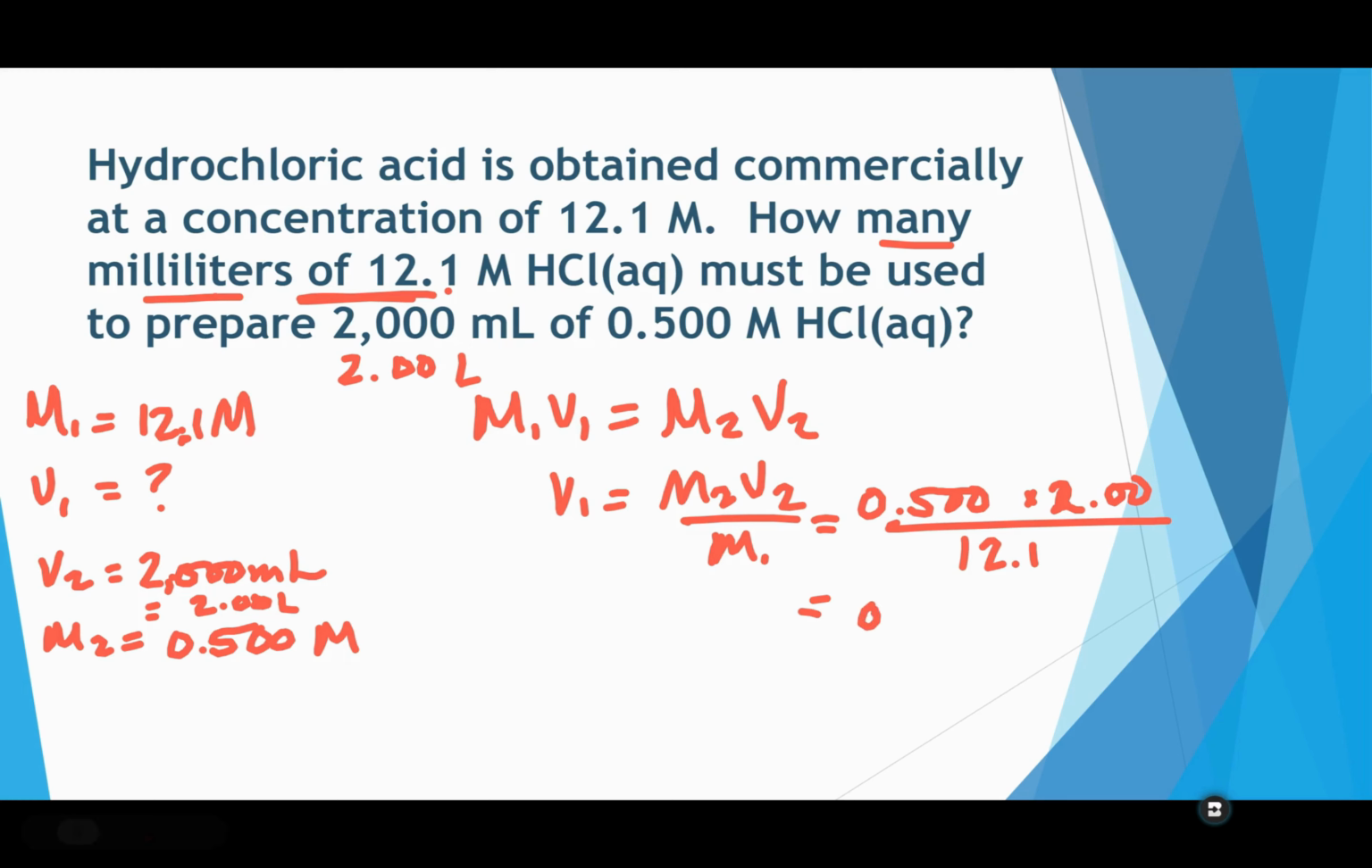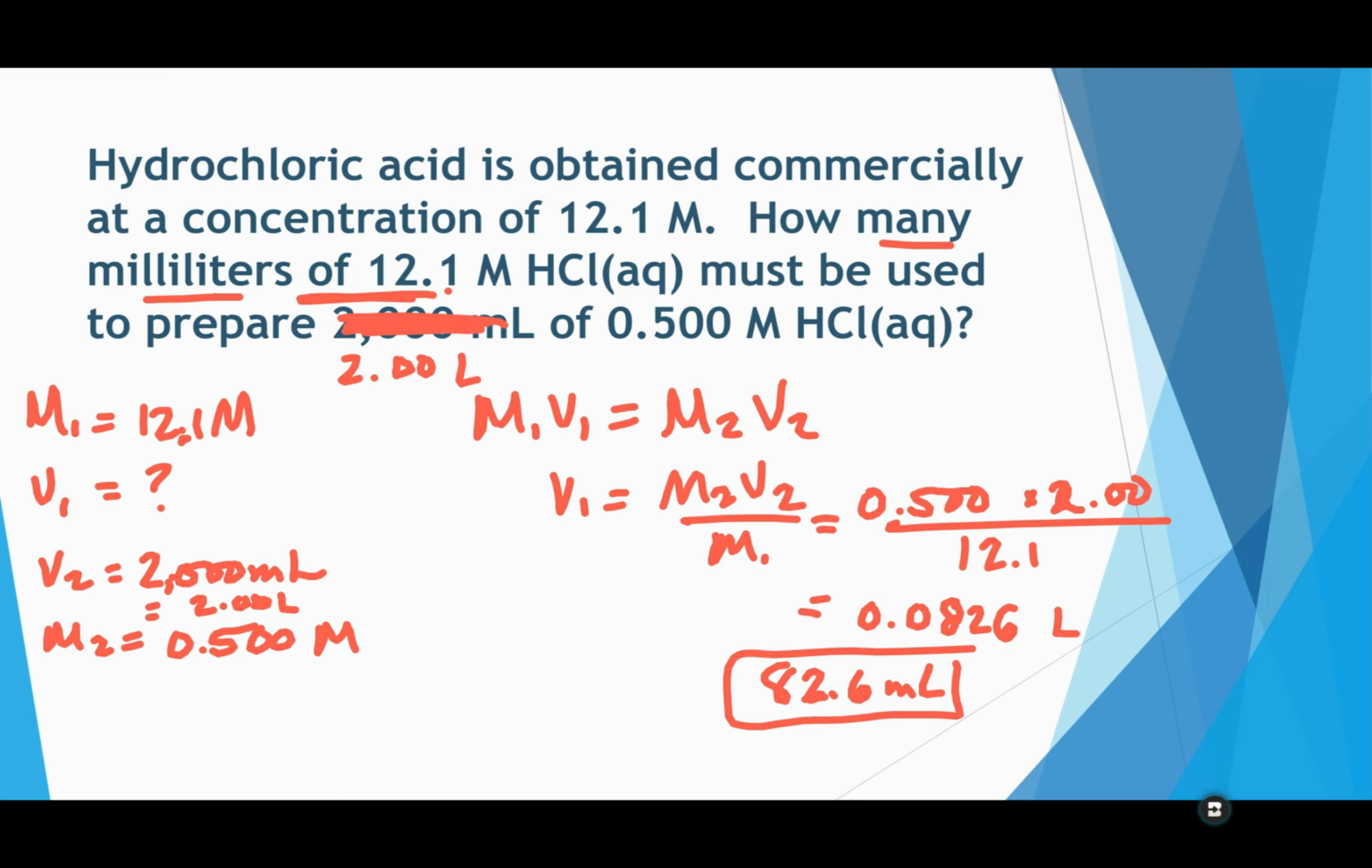So 0.0826 liters. But if I want to convert it to milliliters, I can just go 1, 2, 3, so 82.6 milliliters. It just depends on what's being asked in the question, to be honest. But I decided to change this to 2.00 liters right now to make it easier for sig figs.